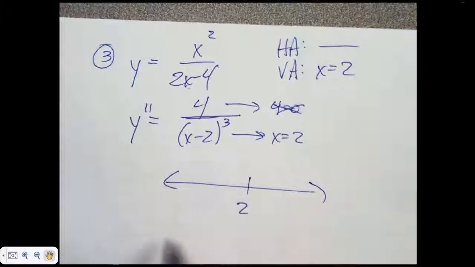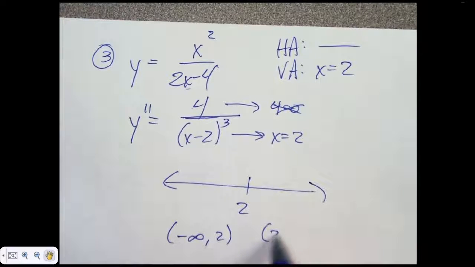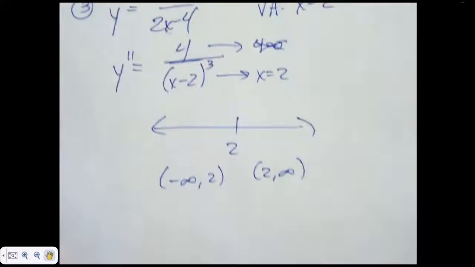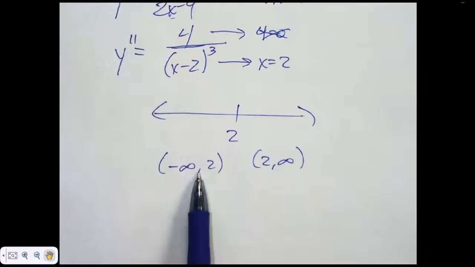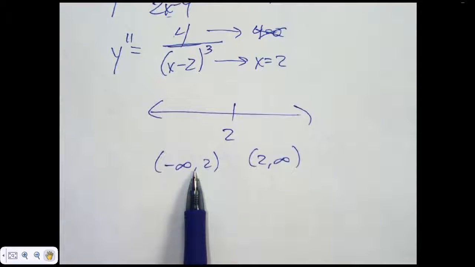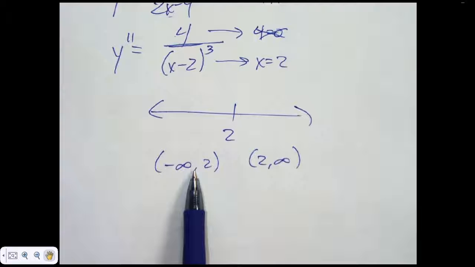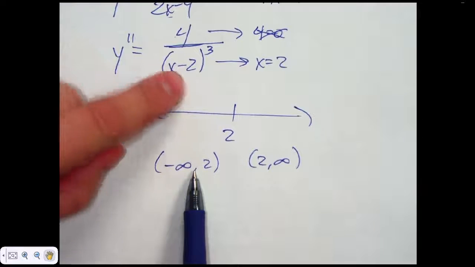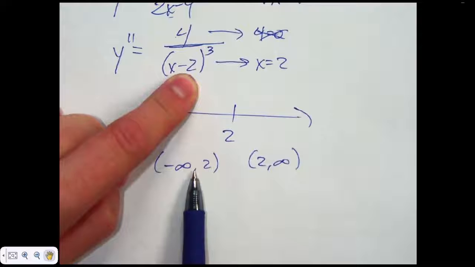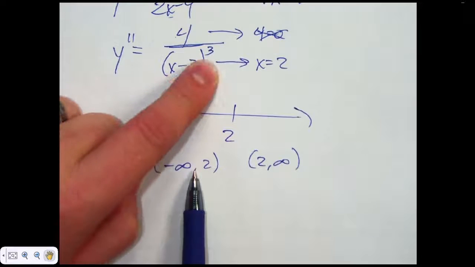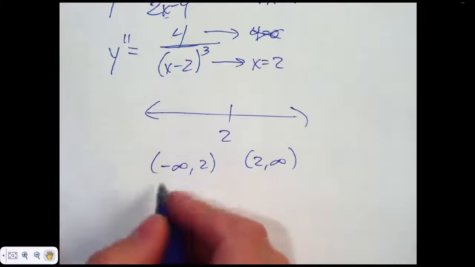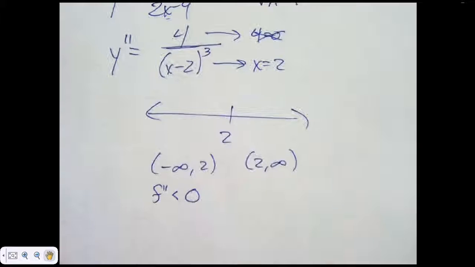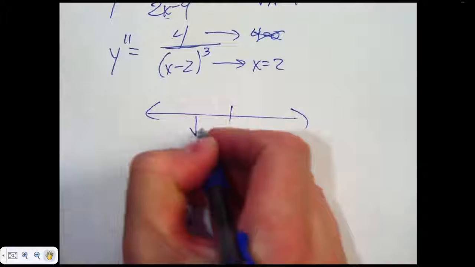Gives you your number line, negative infinity to 2. 2 to infinity. Pick a point in this region, so let's say 0, and plug back into which level? Second derivative. Plug it back into the level that you came from. So if I plug 0 in here, 0 minus 2 is a negative number. Negative number to the third power is still a negative number. Positive divided by a negative is still a negative number, so my second derivative is negative, which means my original is concave down.